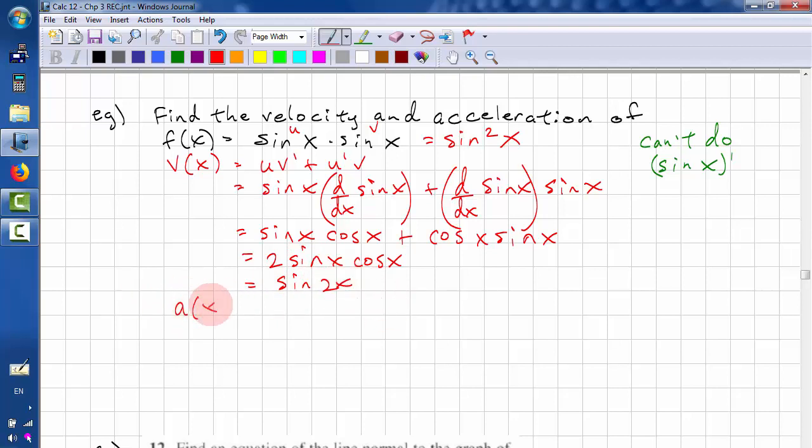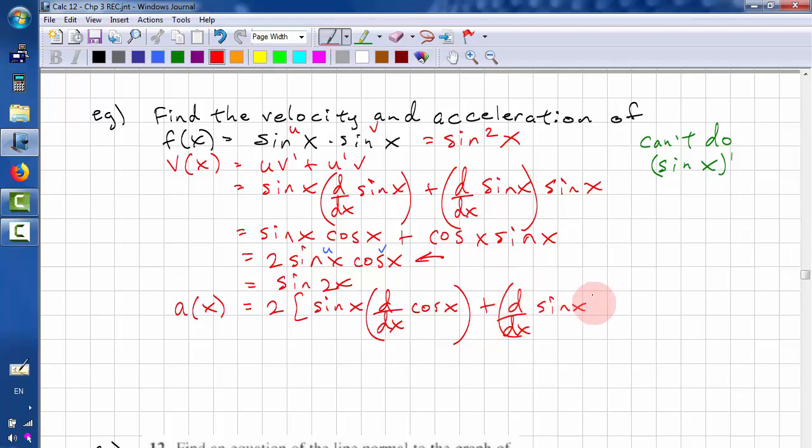Okay, let's find the acceleration. But we'll go back to this answer. So we have 2, and then we're going to use the product rule again. So this is going to be u, and this is going to be v. So we have sine x d dx cos x. Then we have plus d dx sine x times cos x. So this is sine x, and this is negative sine x. This is going to be cos x, and we have cos x.